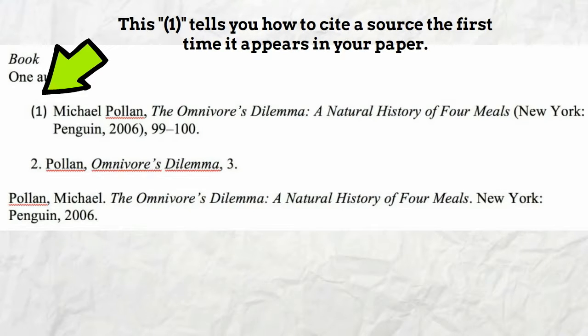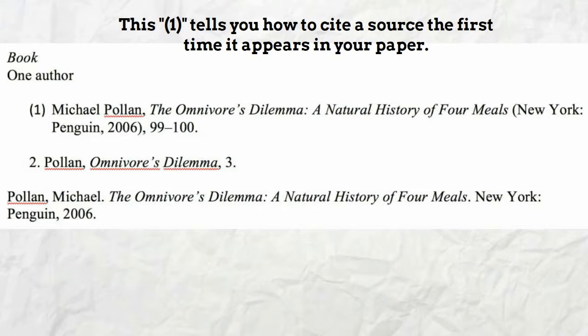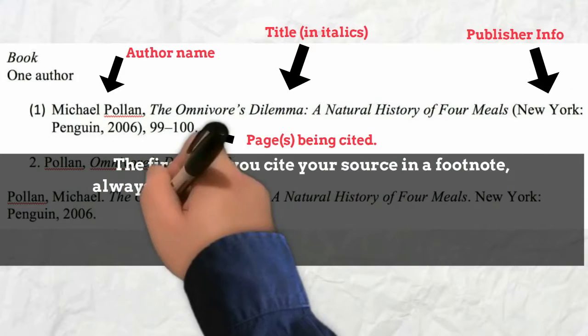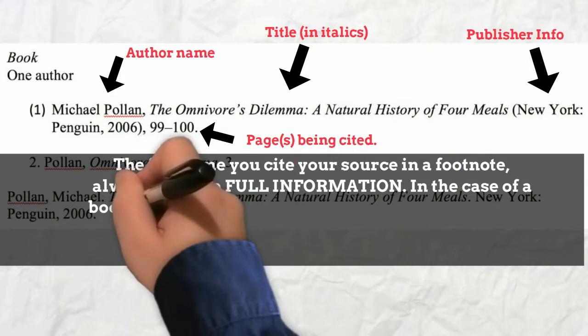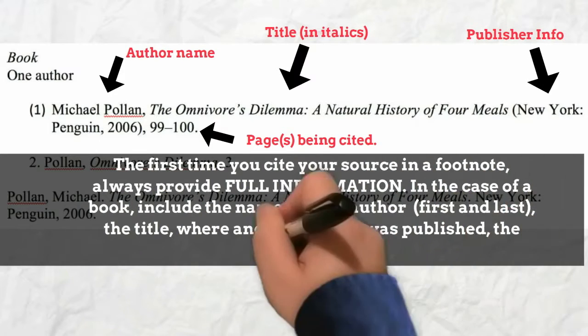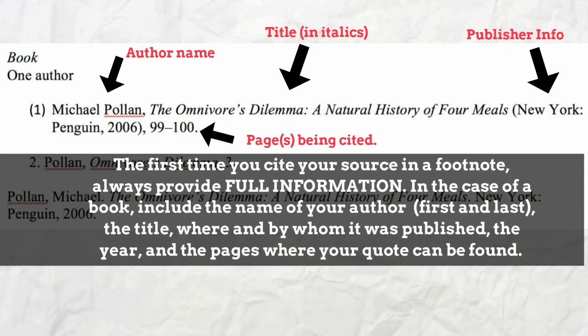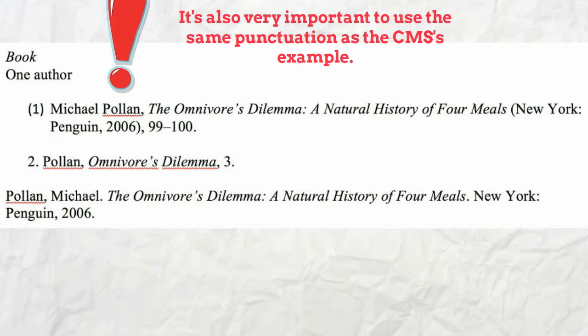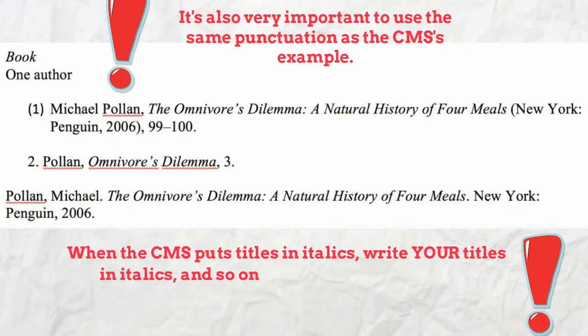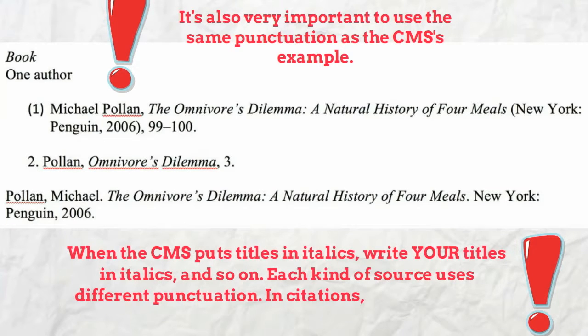This 1 before the entry tells you how to cite a source the first time it appears in your paper. The first time you cite your source in a footnote, always provide full information. In the case of a book, include the name of your author, first and last, the title, where and by whom it was published, the year, and the pages where your quote can be found. It's also very important to use the same punctuation as the CMS's example. When the CMS puts titles in italics, write your titles in italics, and so on. Each kind of source uses different punctuation. In citations, these things matter.